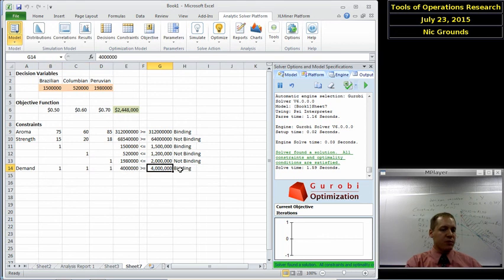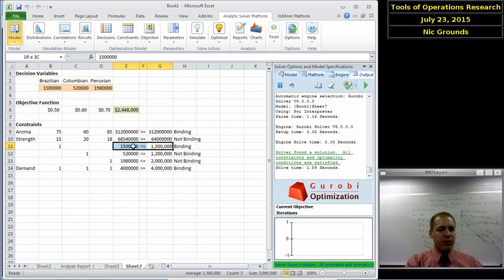One is our minimum demand. We had to buy 4 million pounds of beans, in some mix. So obviously, to minimize costs, we'd want to buy just 4 million pounds. We don't want to buy more than we need if we're trying to minimize our cost.